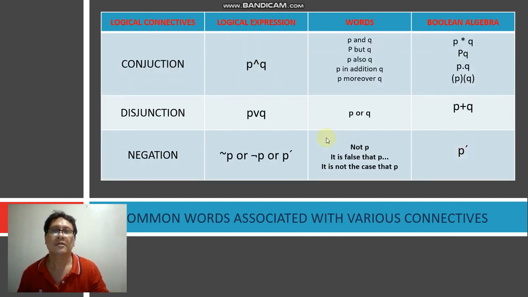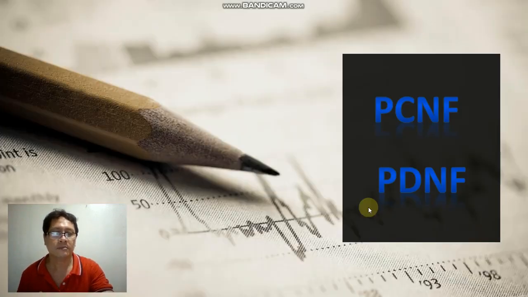Again, this is the main topic that we are going to apply later in our calculator: conjunction, disjunction, and negation. Just be familiar with the symbols for P and Q, P or Q, and not P, or it is false that P. That is the discussion of our topics for our PCNF and PDNF.